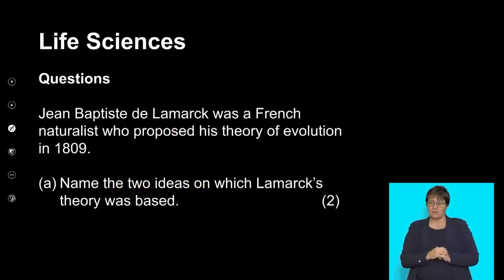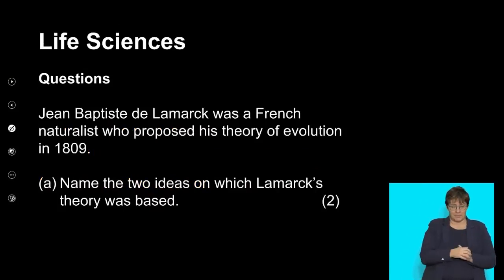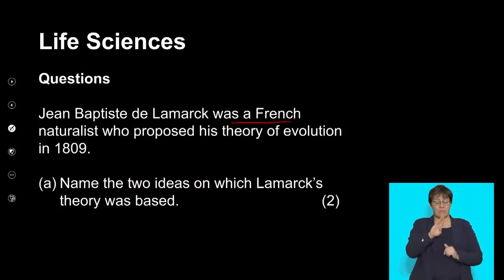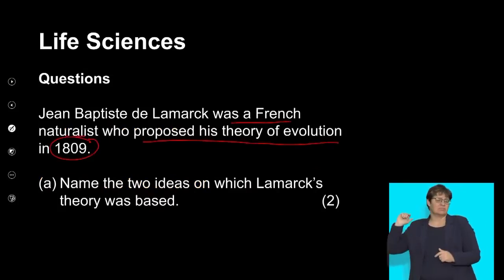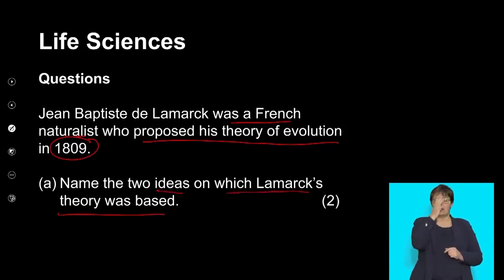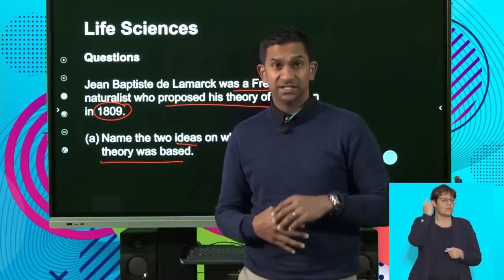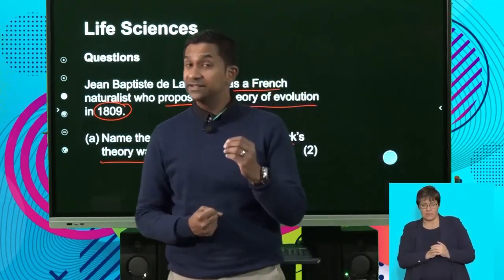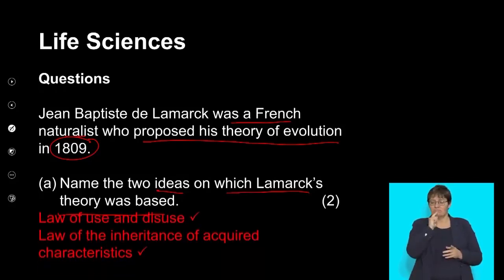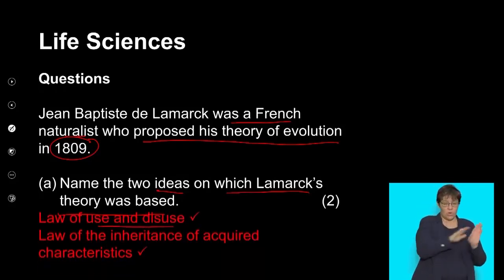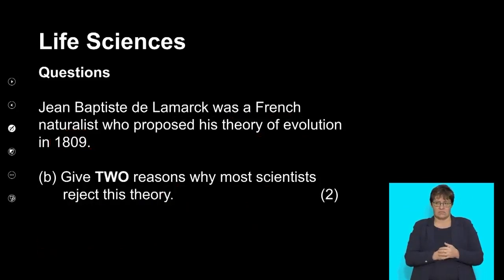Let's unpack a bit more. So here's a question that we'll try and wrap this segment up with. Jean-Baptiste de Lamarck was a French naturalist who proposed his theory of evolution in 1809. Name the two ideas on which Lamarck's theory was based. And guys, if we unpack those two ideas, we spoke about his theory of use and disuse. And secondly, the inheritance of acquired characteristics. Okay? So those were the two concepts, the theory of use and disuse, and his theory of the inheritance of acquired characteristics.